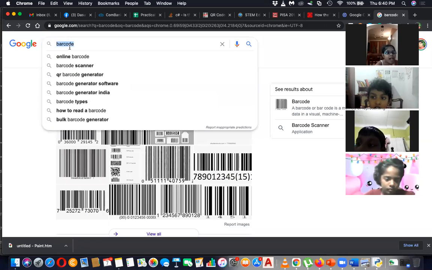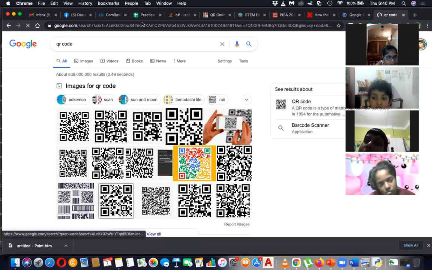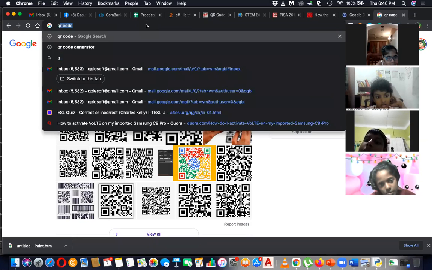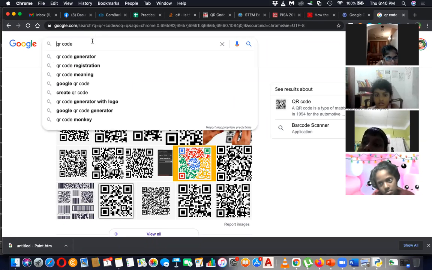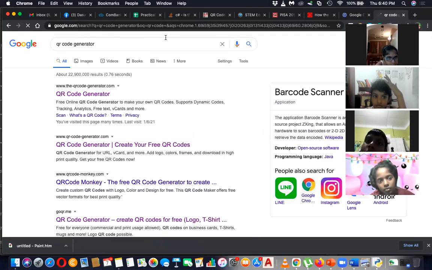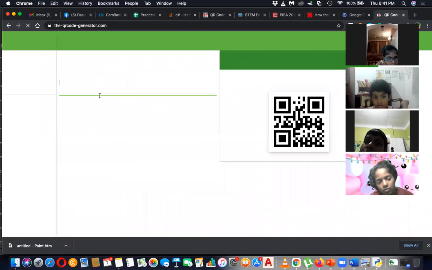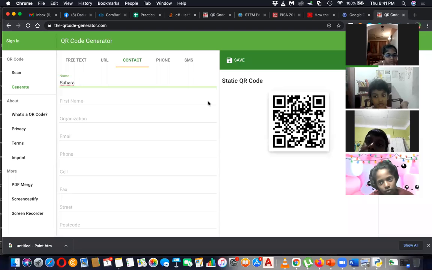Have you seen a QR code? QR code is also similar to a barcode. You can generate your own QR code. Let's say I'm going to generate a QR code for Suhara. QR code generator. I'm going to generate a QR code for Suhara. And what's your second name? Second name is Donu Singh.